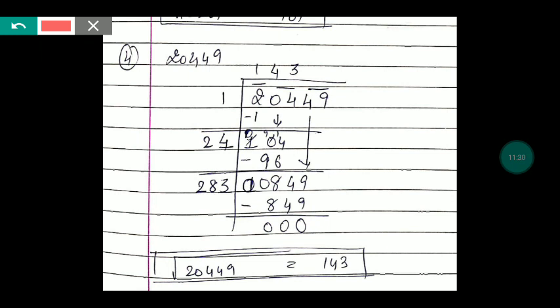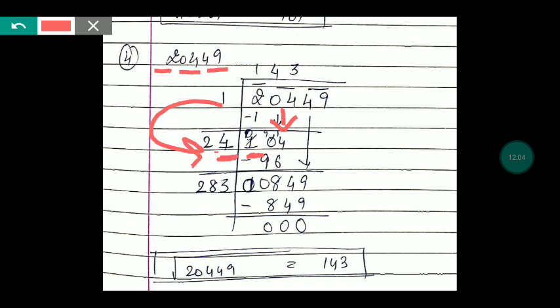To find the square root of 20,449, first you will divide the digits into groups of 2: 49, 04 and 2. So first you will solve for only the first group, that is 2. So 1 ones are 1. Subtract and get the answer 1. Bring this group down, 04.